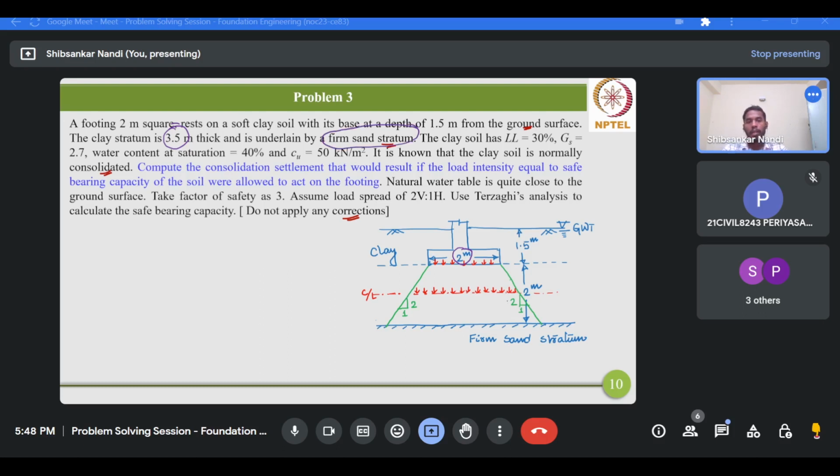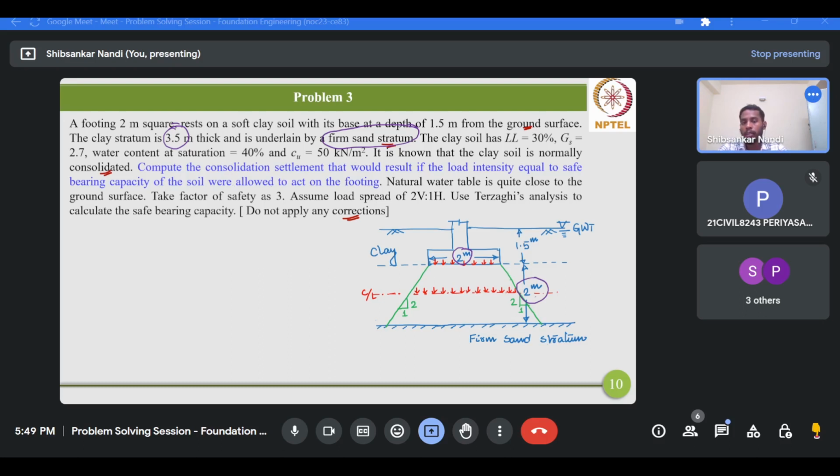So if we place this footing at a depth of 1.5 meter in a clay stratum of total thickness 3.5 meter, the remaining thickness of the clay below the foundation level would be 2 meter, and after that the firm sand stratum is encountered. Now what do we have to calculate? We have to calculate the consolidation settlement that would result if the load intensity equal to the safe bearing capacity of the soil were allowed to act on the footing.